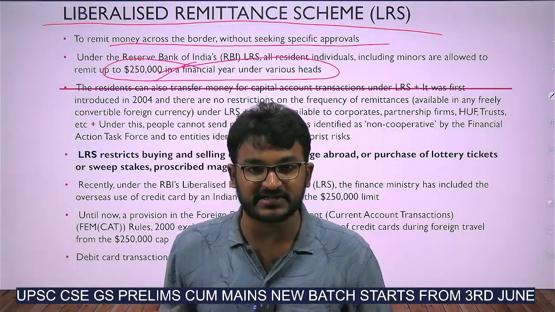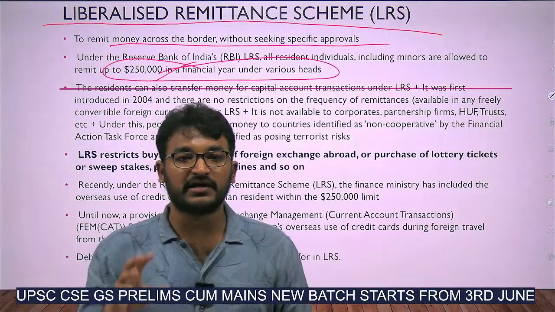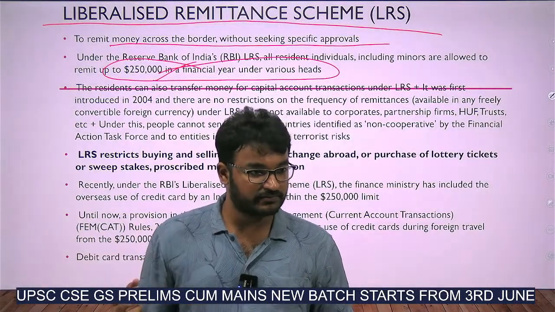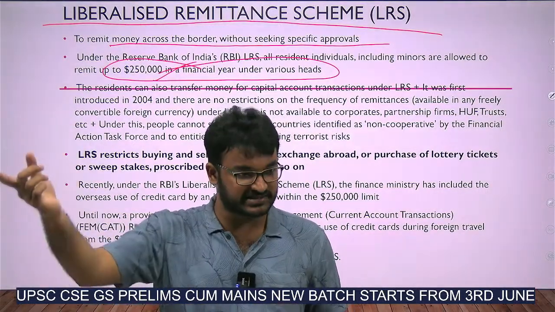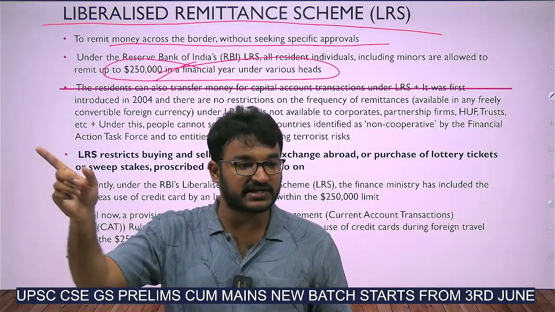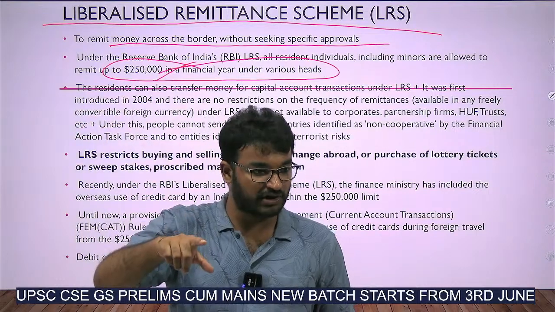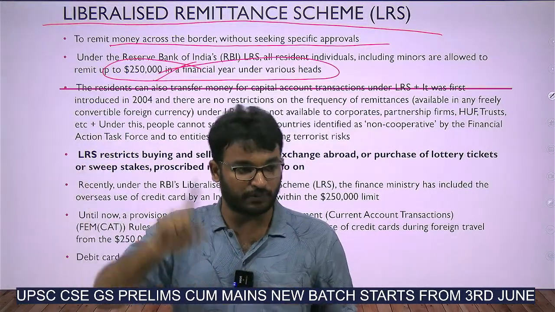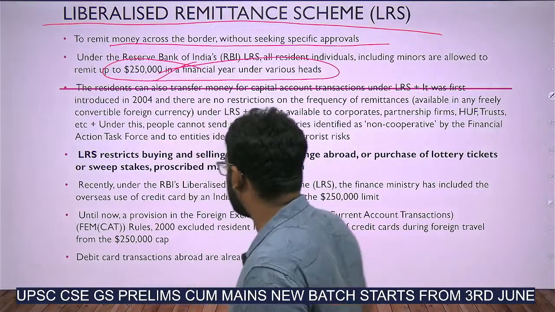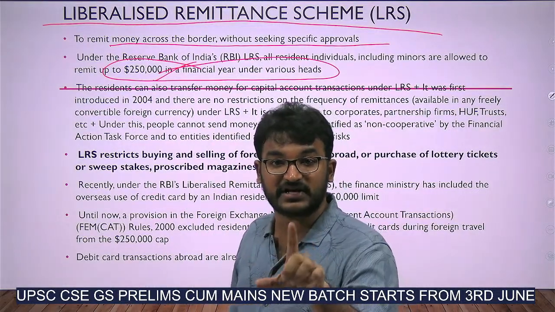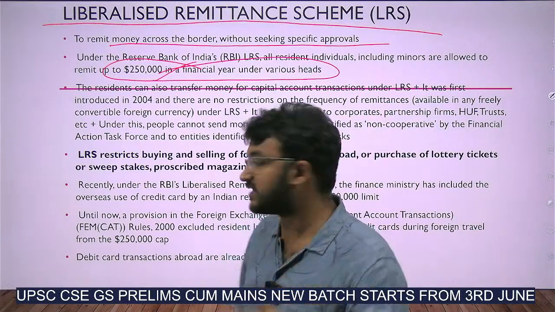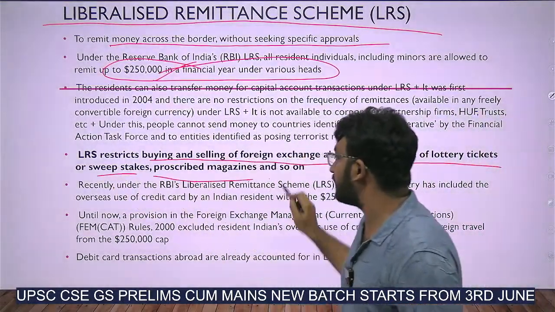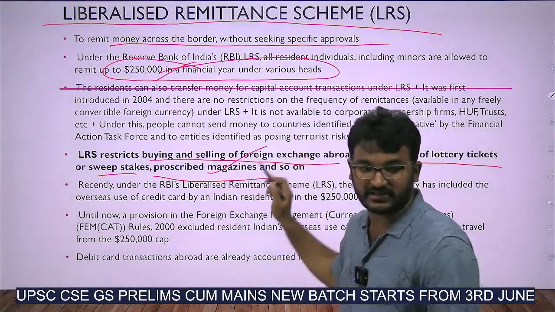Now what changes have happened in this scheme? Earlier, credit card transactions, for example, take my friend Akhil who went to Canada. He is making credit card transactions there, but those credit card transactions were earlier not covered under this 2.5 lakhs dollars. Now the rules were changed, and credit card transactions will also be counted under this limit. And the money under this scheme cannot be used in foreign countries for buying and selling of foreign exchange abroad, purchase of lottery tickets or sweepstakes, proscribed magazines and all. That money cannot be used for buying these.